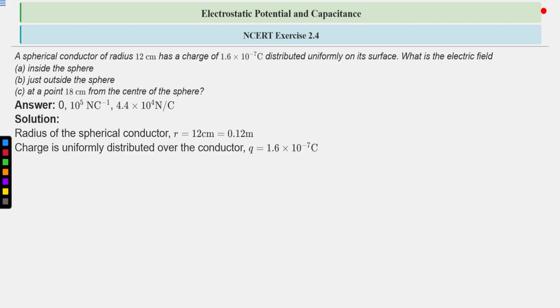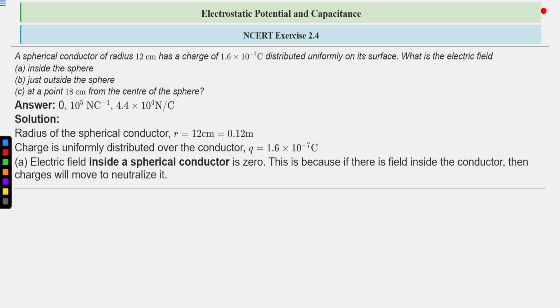Charge is uniformly distributed over the conductor. So Q is equal to 1.6 into 10 to the power minus 7 coulomb. It is uniformly distributed over the conductor, as given in the question. So the A part: we know that electric field inside a charged sphere is always 0 if the sphere is a conductor. So electric field inside a spherical conductor is 0 always.